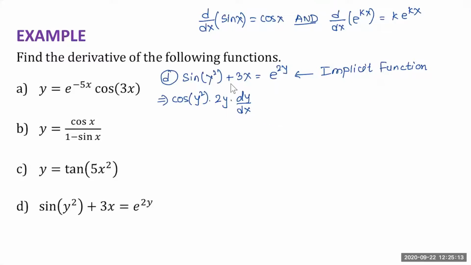Then we have a plus. You are differentiating 3x with respect to x. 3 is a constant because it is a constant multiple. Derivative of x is 1. So 3 times 1 is 3.